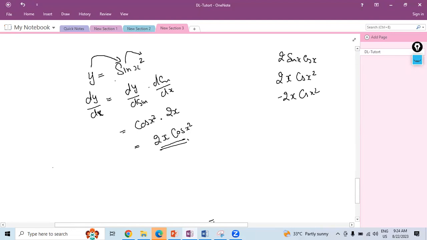So the main thing that I want to highlight here is just this chain rule of differentiation. We call it the chain rule of differentiation.